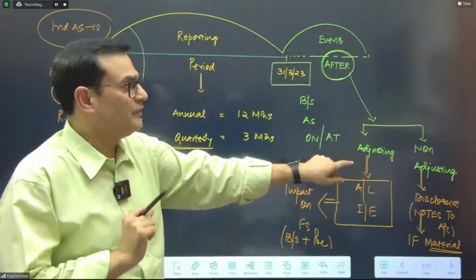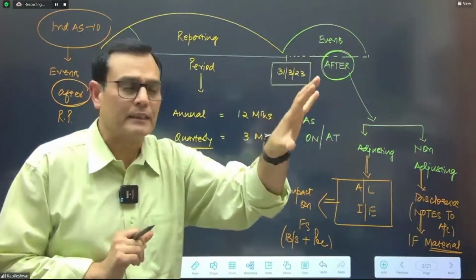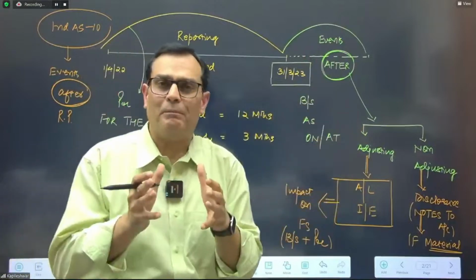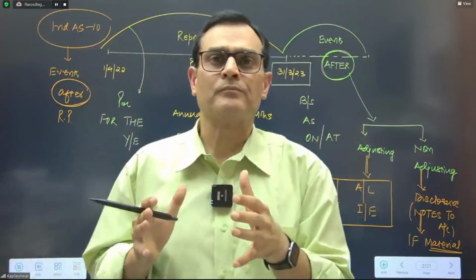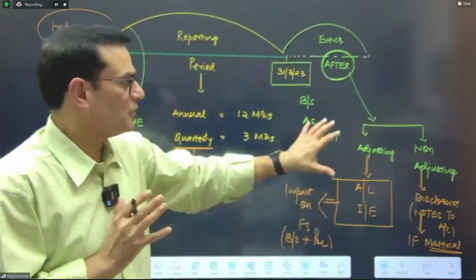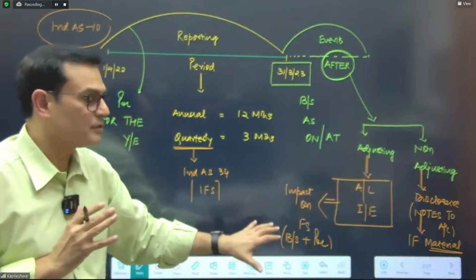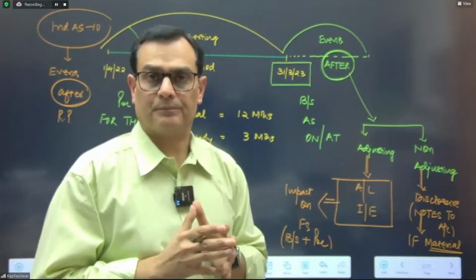But I gave you that if you come to a conclusion that the event is adjusting in nature, it means even though the event has taken place post the balance sheet date, you are going to change the balance sheet asset or liability. You are going to change the P&L, income and expense, and that's what is called adjusting. Change, adjust the items in the balance sheet and in the P&L.